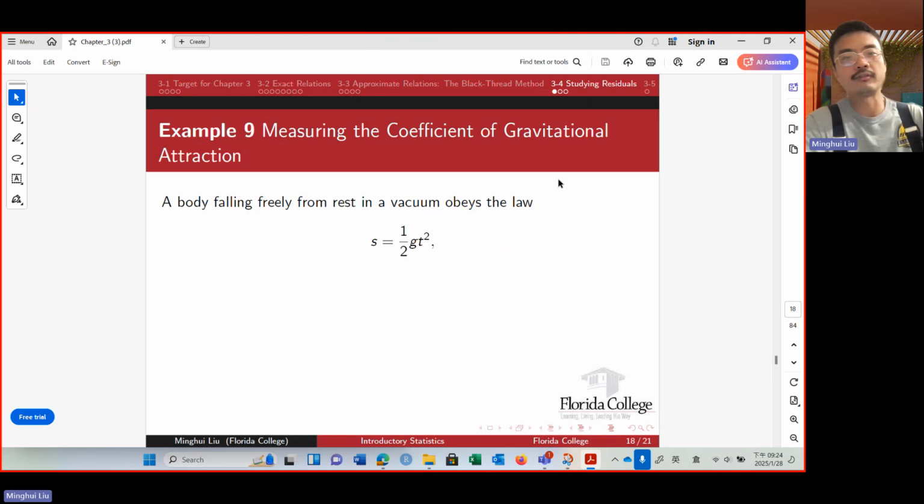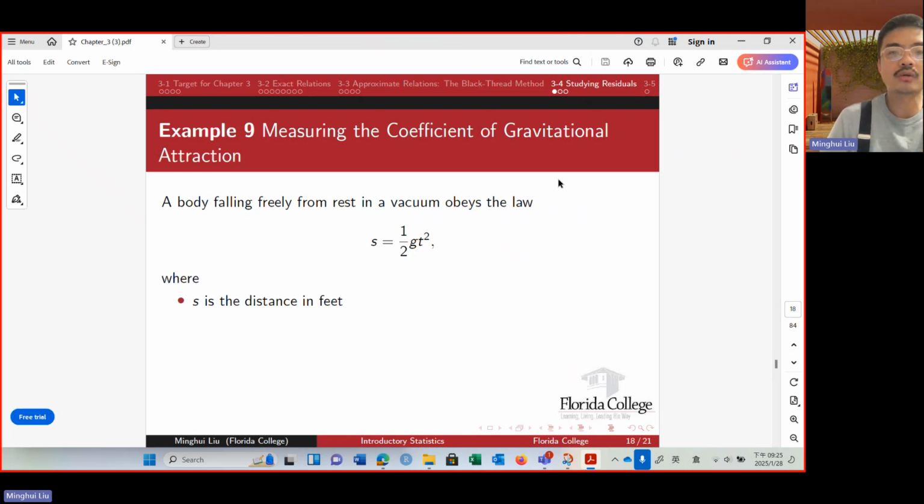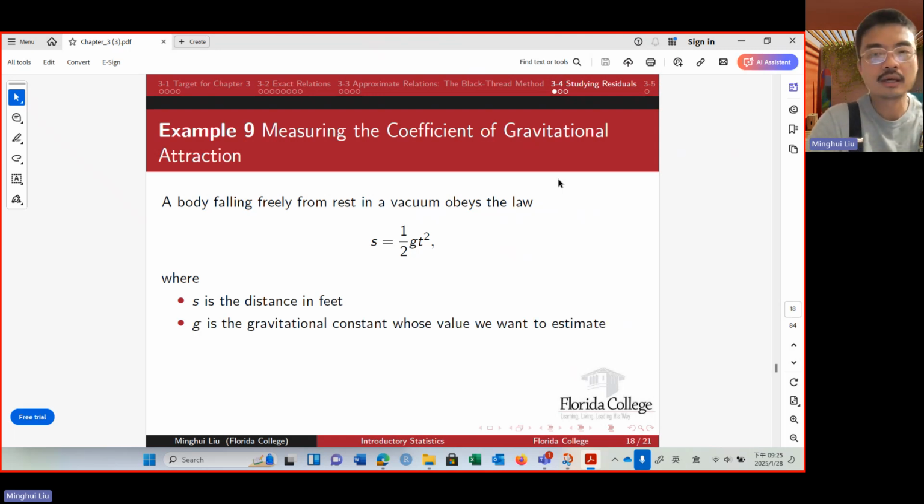Suppose in physics we have a body falling freely from rest, in a vacuum, namely we don't consider the air resistance, and it obeys the law s equals half of g t squared, where s is the distance in feet, g is the gravitational constant, and t is the time in seconds. Assuming that we don't know the value of g, we wish to estimate it. Of course, theoretically speaking, what you can do is do this experiment once, measure both s and t, plug into the formula and find g. That's it. And if you take a college algebra course, this is probably all you need to do.